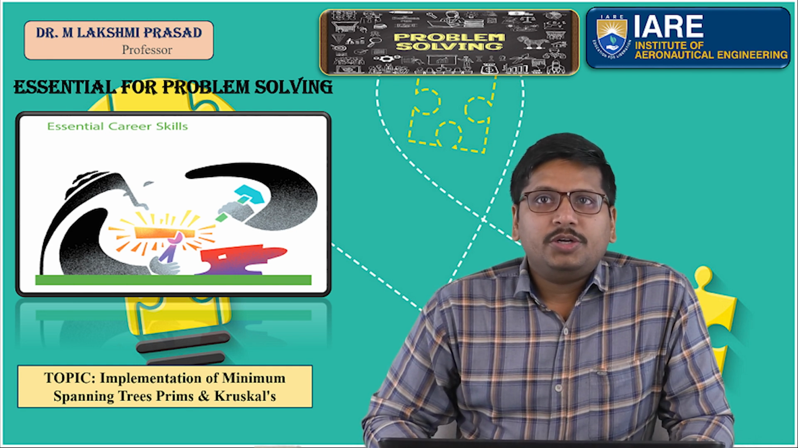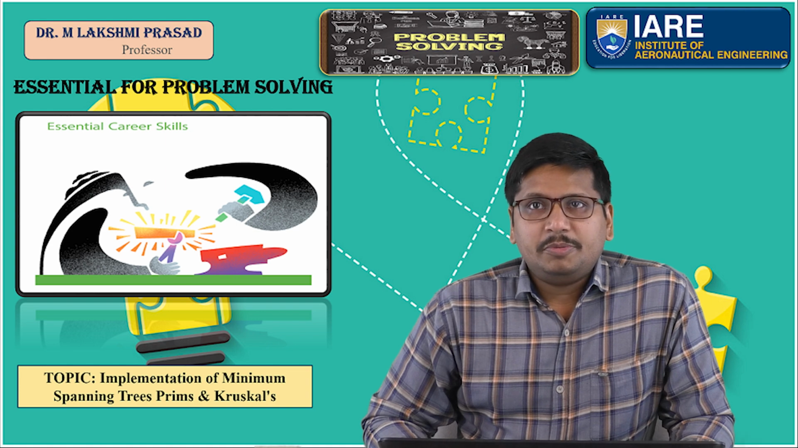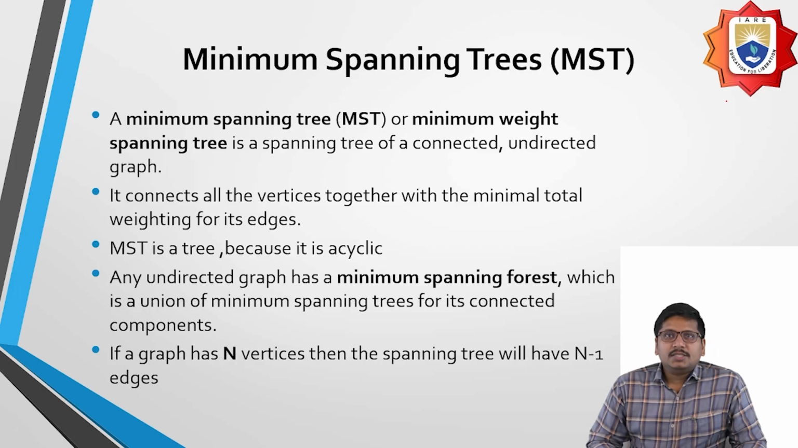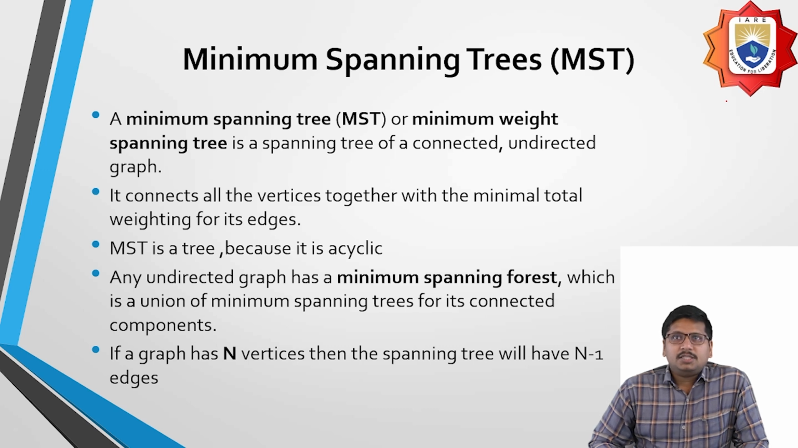In this video, I'm going to discuss the implementation of minimum spanning trees by using Prim's and Kruskal's algorithms. So, what is a spanning tree here? A spanning tree is nothing but a minimum weight spanning tree, which should be applicable for a connected and undirected graph. It connects all the vertices together with the minimum total weight of its edges. And an MS tree is nothing but a tree, but it should be acyclic.